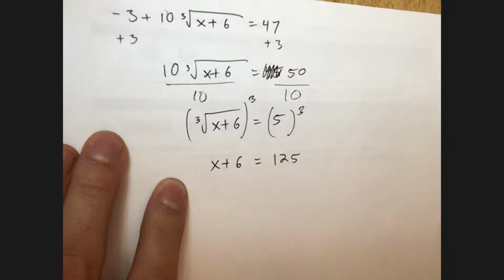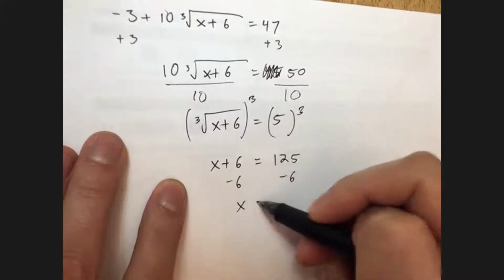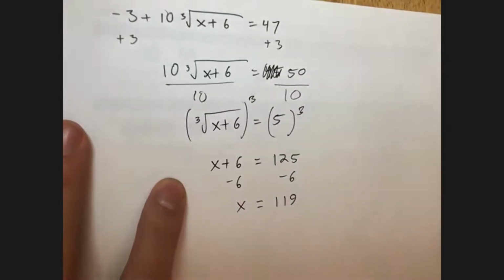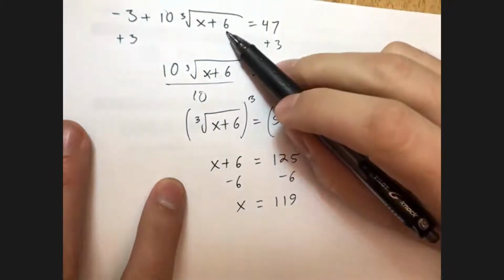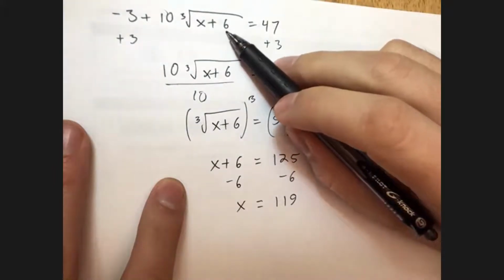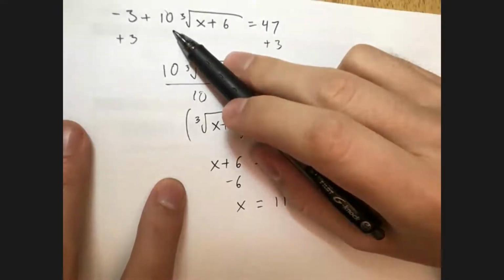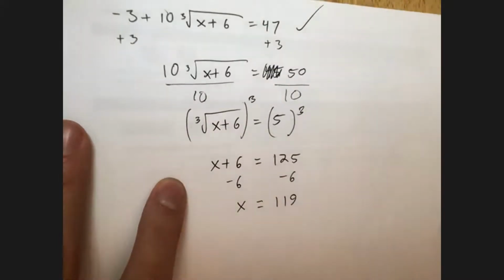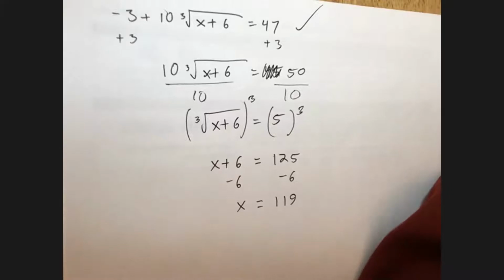Okay. And then finally, we'll subtract 6 from both sides. x equals 119. All right. And then we should check our answer. So if you plug that back in here, 119 plus 6 is 125. The cube root of 125 is 5. 5 times 10 is 50. 50 plus -3 is 47. So it checks out. So that should be all we need to do for that problem.